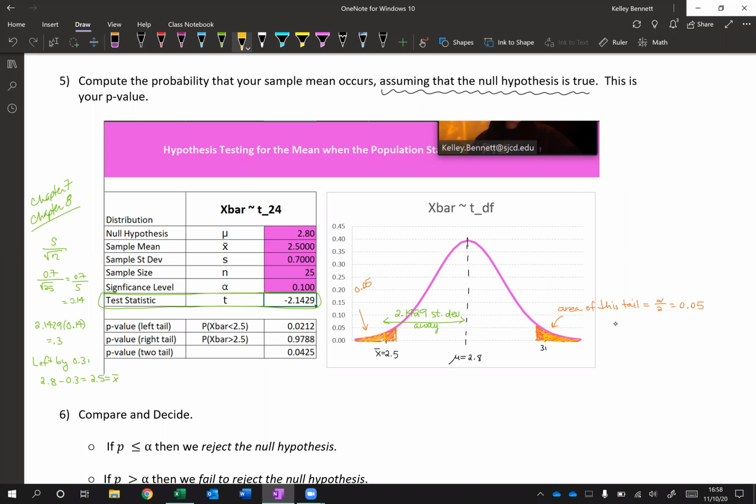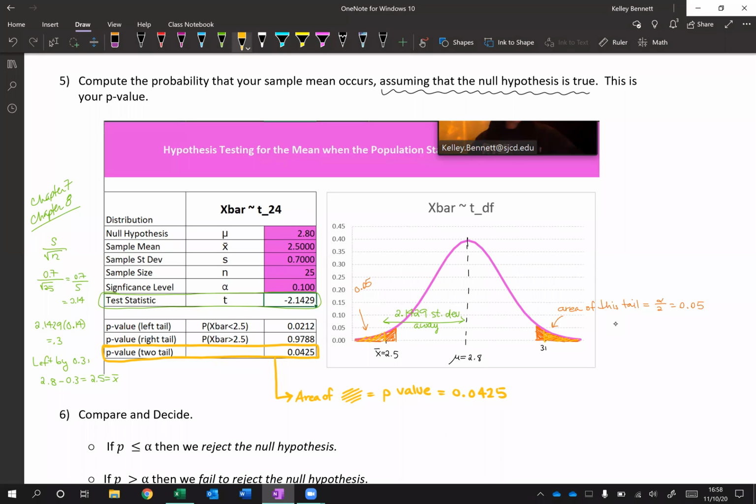The area of this yellow region, remember this yellow region here, is your p-value. And we have a two-tailed test. So the area of this region is equal to 0.0425. The area of our rejection region is bigger than it, so it's got to contain X bar. That's really what's going on.